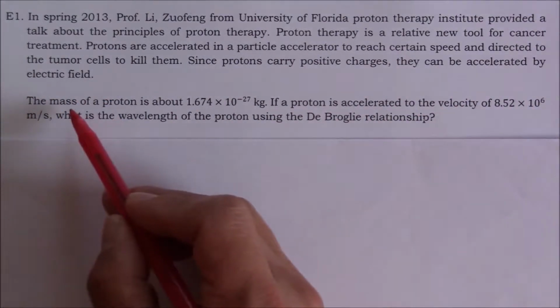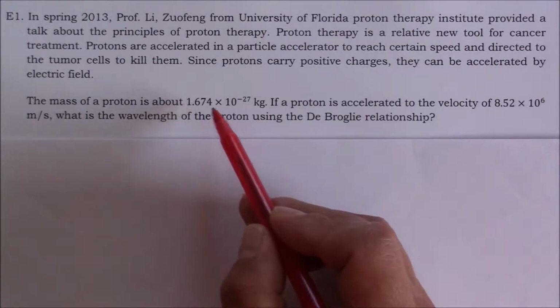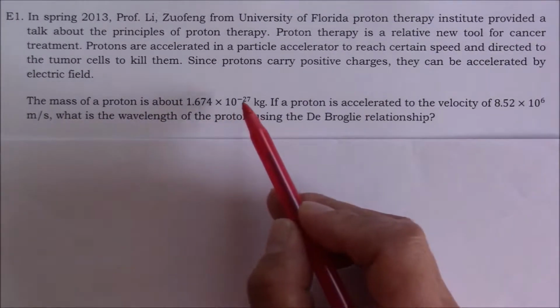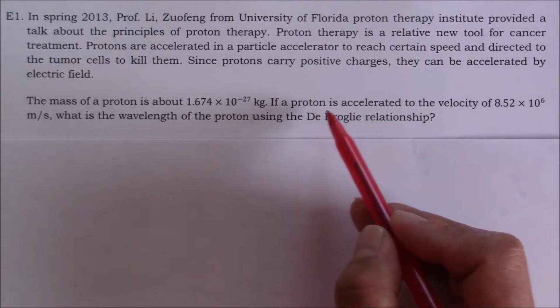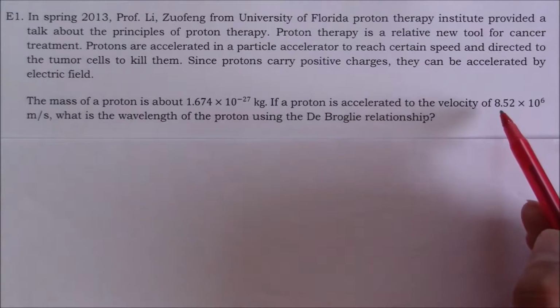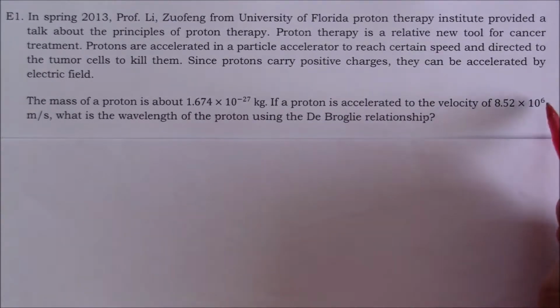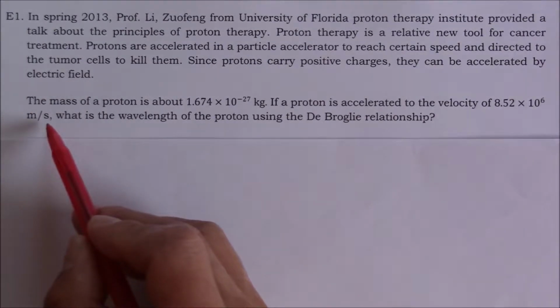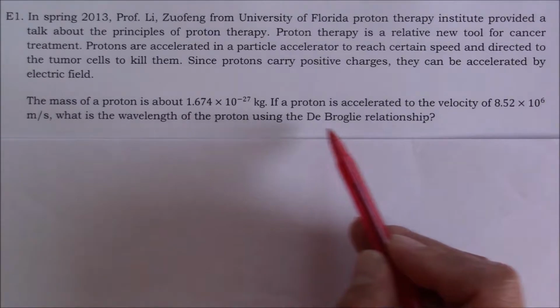The mass of a proton is about 1.674 times 10 to the negative 27 kilogram. If a proton is accelerated to the velocity of 8.52 times 10 to the 6 meter per second, what is the wavelength of the proton using the de Broglie relationship? Well, the first step is always to summarize the most important information.